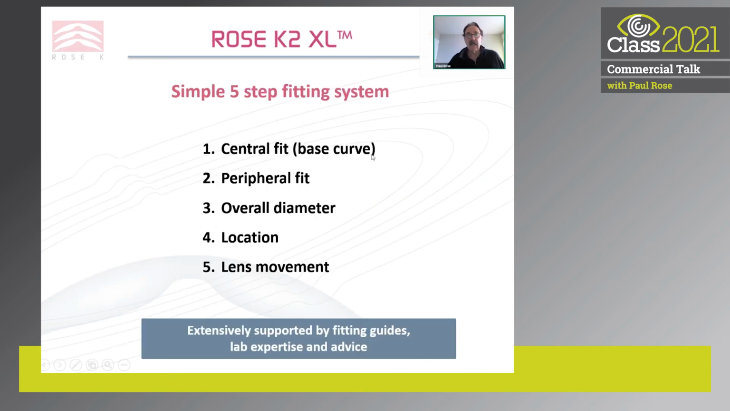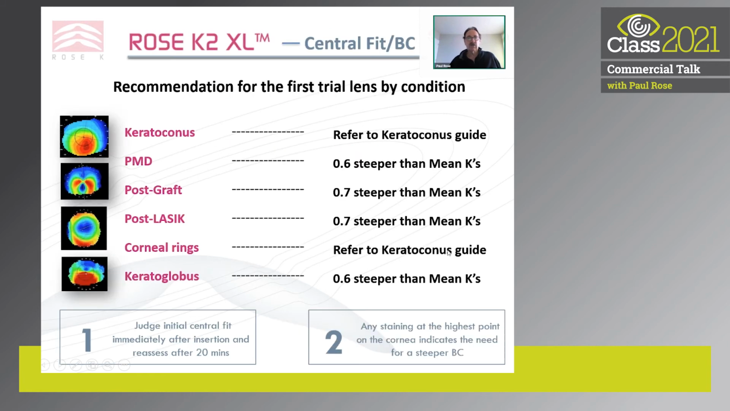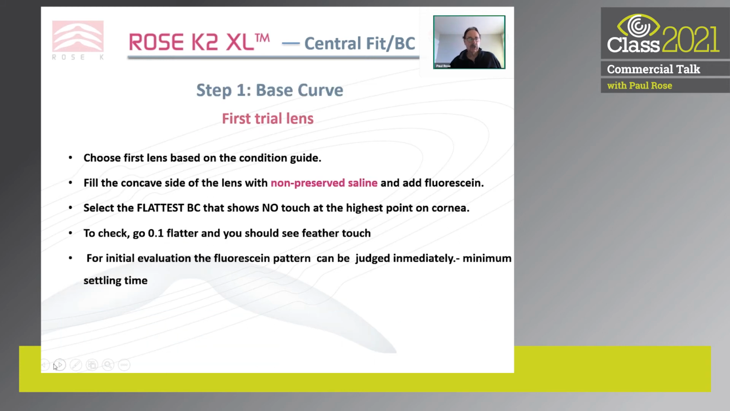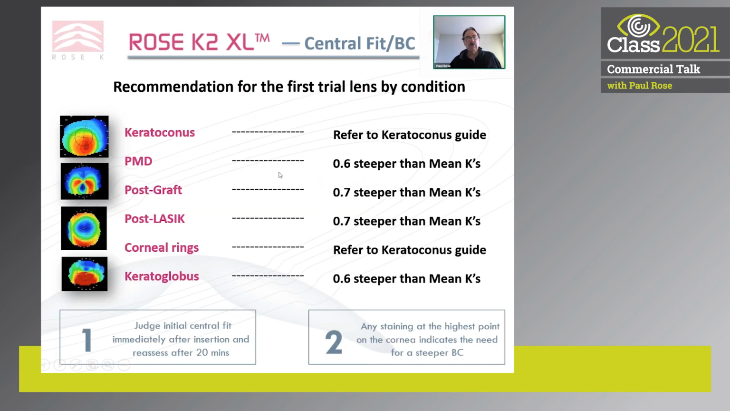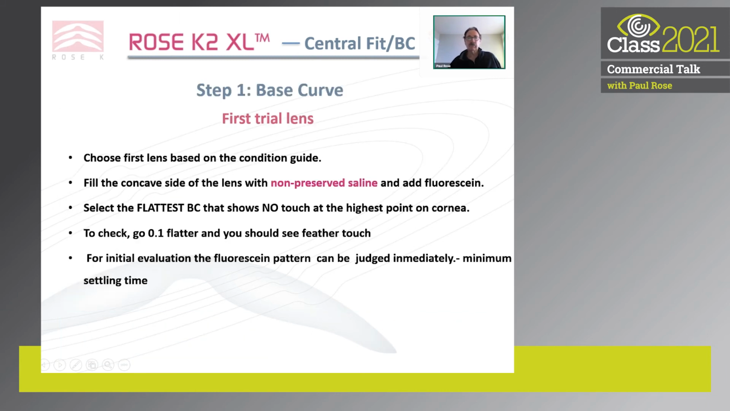I again advocate the 5-step fitting system as you see here. So let's start with that central fit. For XL, you do have a fitting guide based on the mean Ks as you see here. So if you go to your fitting guide and we look at any of these conditions like post-graft, your first indicated trial lens for post-graft would be 0.6 steeper than the mean Ks.